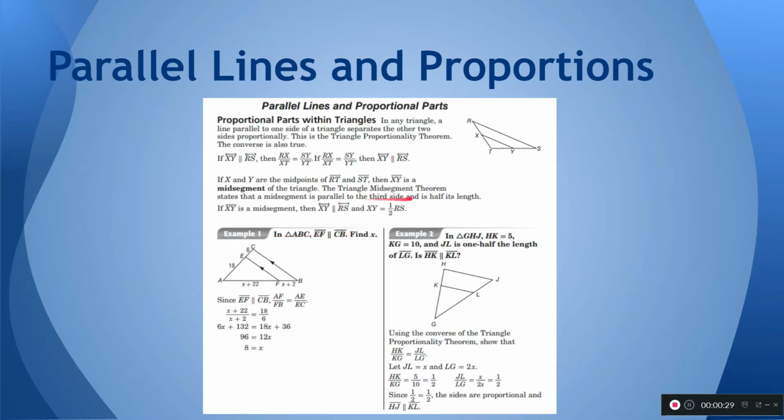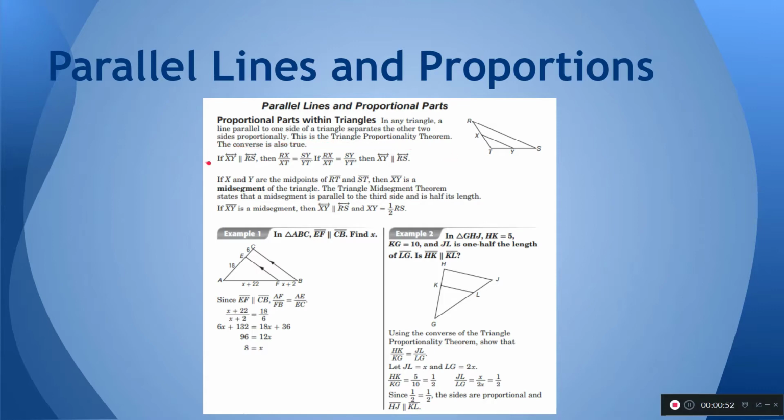If we have a parallel line, similar to our figure over here, then we're going to say that in any triangle, a line parallel to one side of a triangle separates the other two sides proportionally. This is the triangle proportionality theorem. The converse is also true. So this is in your book as two separate theorems, but we're going over them together here.